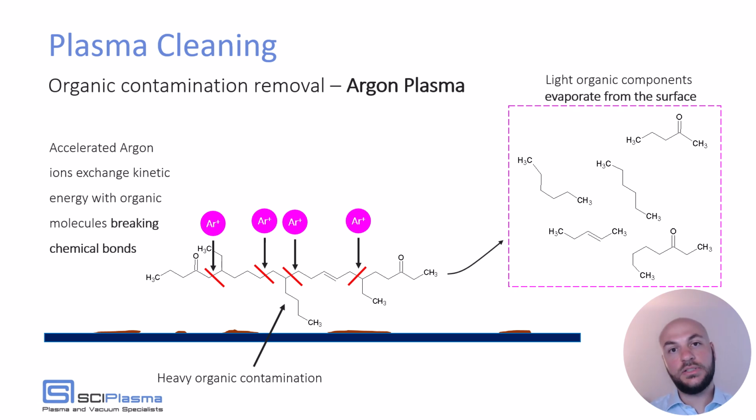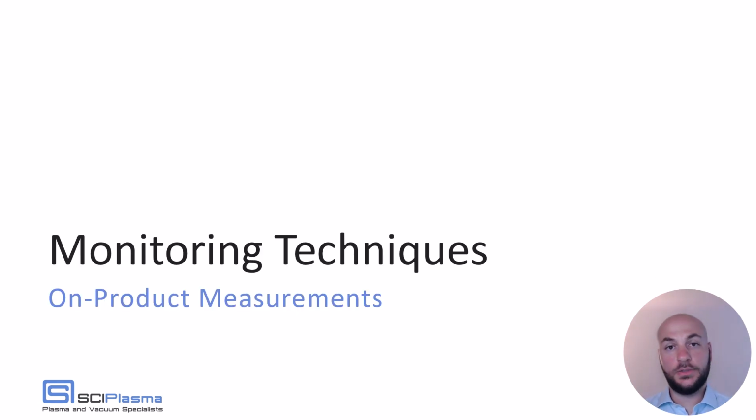Taking organic contamination, breaking it down so that it can evaporate from the surface, and then removing the byproducts generated during the process through the vacuum pump. Now that we have the basics of plasma cleaning covered, we can move to the first set of monitoring techniques, which are the on-product measurements.